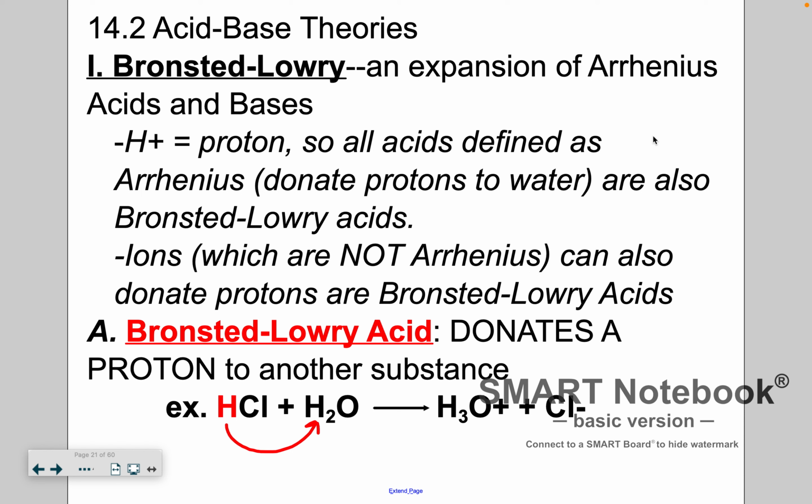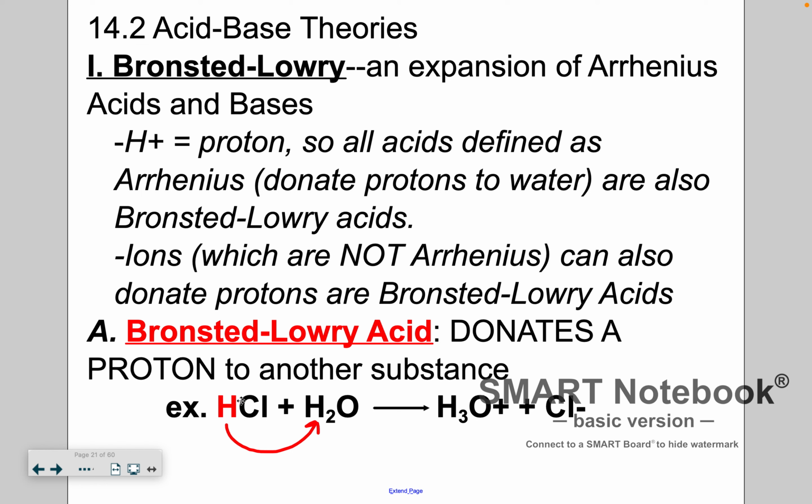The new definition with Bronsted-Lowry expands on that, where H plus is a proton. All Arrhenius acids are also Bronsted-Lowry acids, and it includes ions, not just molecules. Ions can also donate protons, and if they do that, they are considered Bronsted-Lowry acids. In this example, the acid donates a proton to another substance. I have hydrochloric acid in water, and the hydrogen gets donated to water and becomes a hydronium ion and a chloride ion.